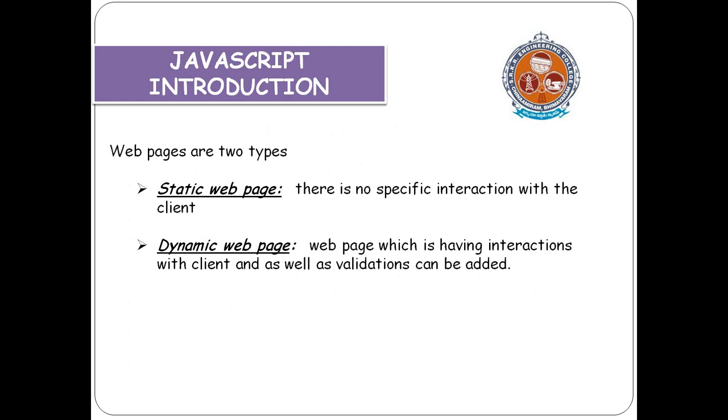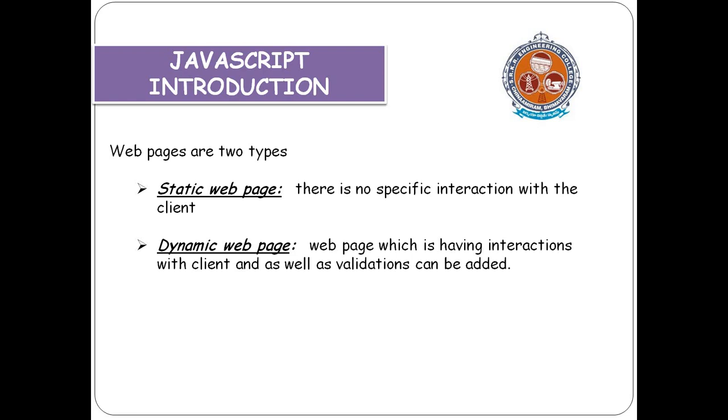Next, JavaScript introduction. In that we have only two types of web pages available: static web pages and dynamic web pages. Static web pages: in the previous classes we created HTML pages and CSS pages. Those are all static pages because there are no actions and no interactions with any user. Whenever you create a table and enter the data, it will be displayed as is in our output page. We can't modify it. That type of page is called a static web page.